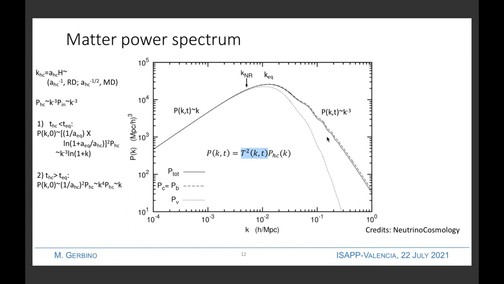In the case of neutrinos, instead, we have to take into account the free streaming nature of neutrinos. So we need to define a scale, which is the scale at which they become non-relativistic and therefore at which the free streaming behavior begins to be important for the evolution of neutrino perturbations. And in fact, we observe that on scales that are smaller than the free streaming scale, there is a net suppression of the power spectrum for neutrinos with respect to the power spectrum of the other matter components, both cold dark matter and baryonic matter.